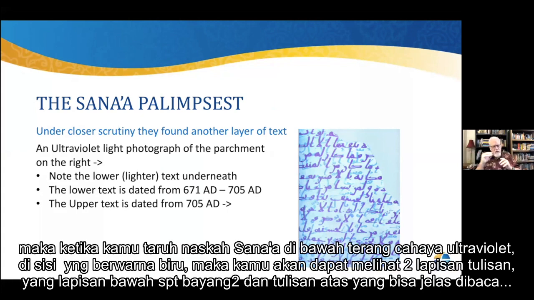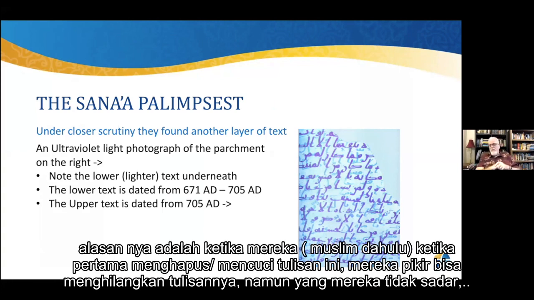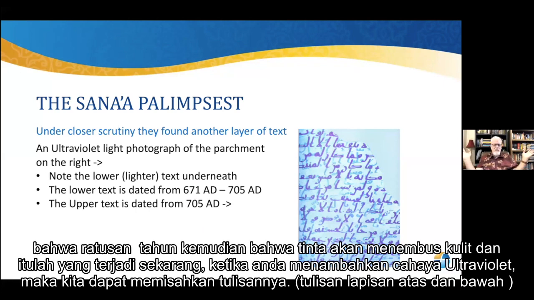So when you put it under ultraviolet light, like you see on the right there in the blue picture, you can see that there's a lower layer and an upper layer. The lower layer is the lighter text. The upper layer is the much more readable text. The reason why is that when they first washed these back in the 8th century, they thought they had eradicated the text. What they didn't realize is that hundreds of years later, the ink would bleed through, which it is doing today. And that's why when you put it under ultraviolet light, you can actually separate the 2 scripts.